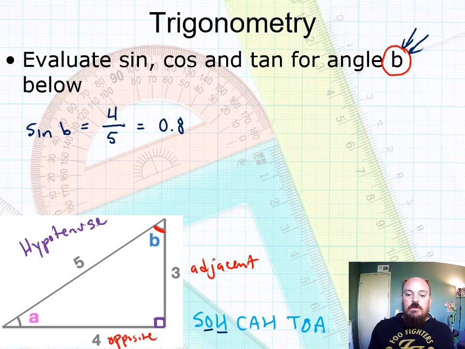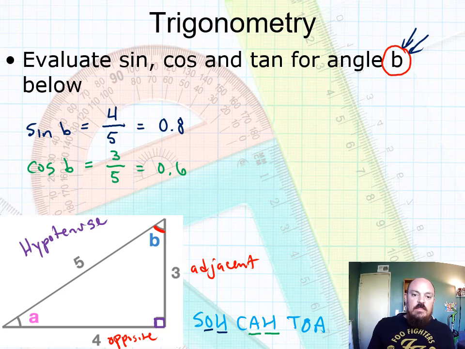Now let's do the same thing for cosine and tangent. So cosine of B, now I look for the C. It's going to equal a fraction again. This time it's adjacent A, which is 3 in my picture, over hypotenuse H, which is 5. And again, you can leave it or you can divide it on a calculator. It would be 0.6.